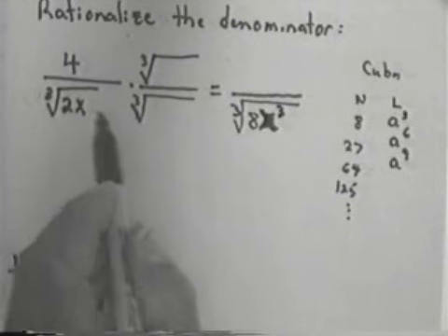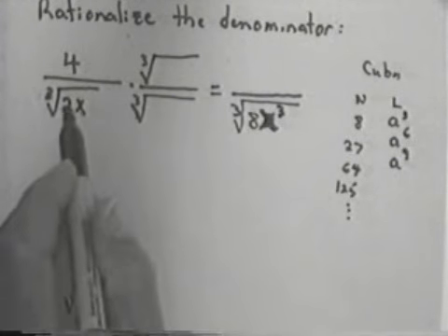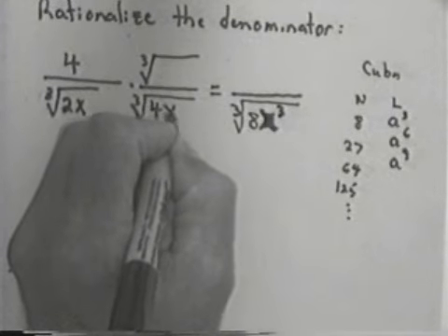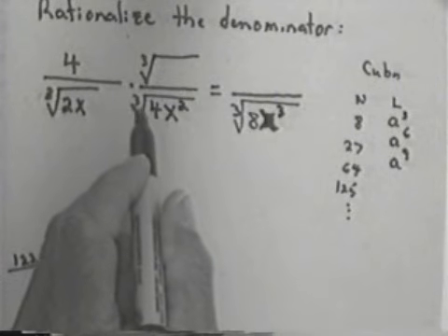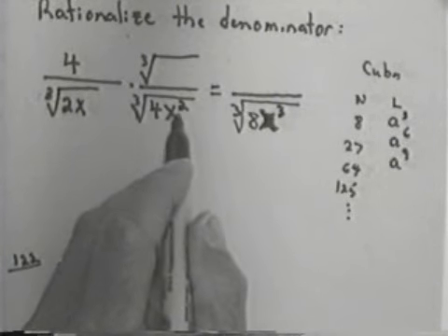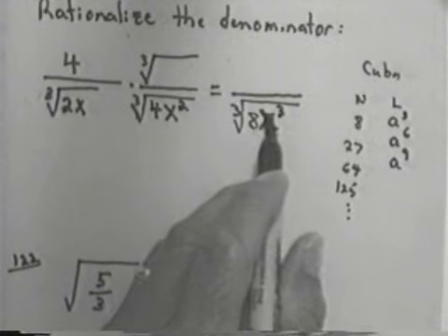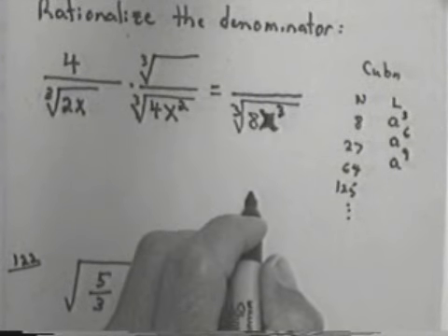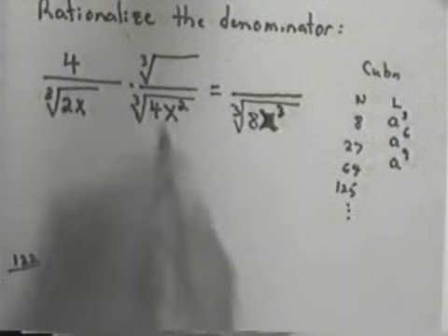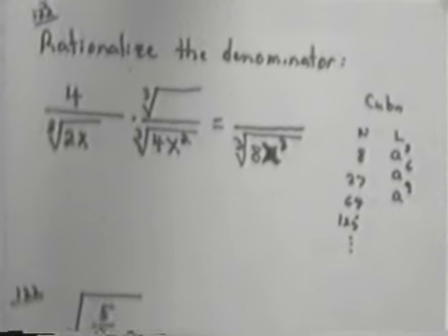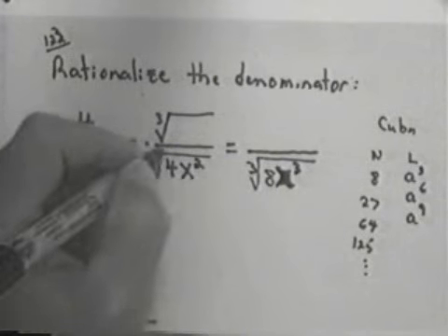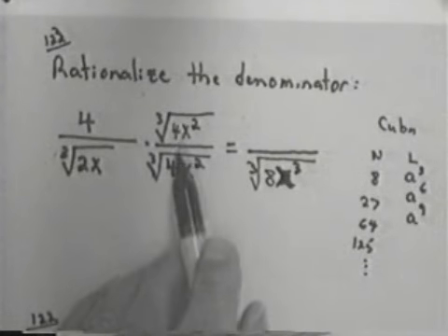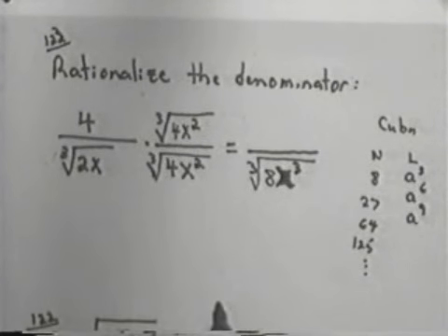Well, what can I multiply 2x by to get 8x cubed? Well, 2 times 4 gives 8, so I need to multiply by 4. x times x squared gives x cubed. So I need to multiply the denominator by the cube root of 4x squared in order to get the cube root of 8x cubed. I want the cube root of 8x cubed because I can do the cube root of it. If I multiply the denominator by the cube root of 4x squared, then I've got to multiply the numerator by the cube root of 4x squared.